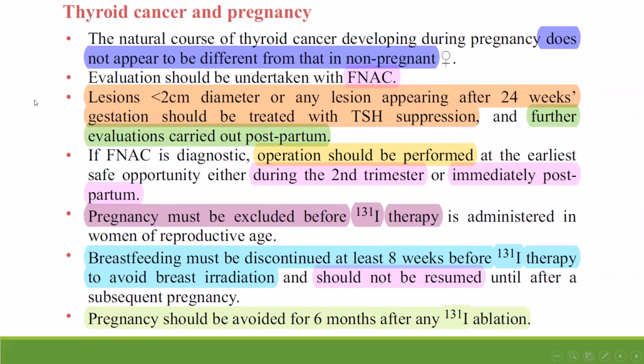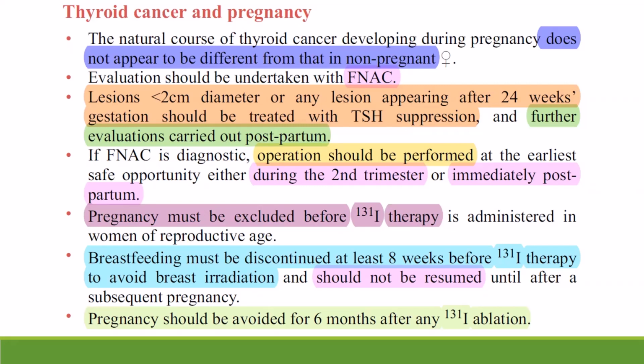A lesion less than 2 cm in diameter, or any lesion appearing after 24 weeks gestational age, should be treated with a suppressive dose of levothyroxine, and re-evaluated postpartum. Operation should be performed at the earliest safe opportunity, either during the second trimester or immediately postpartum.